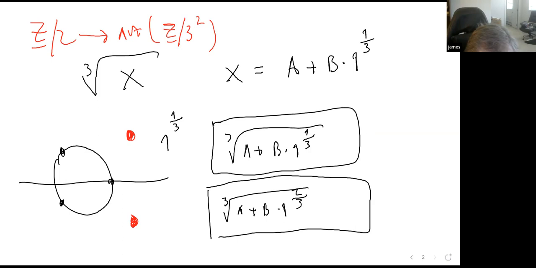Sorry, say that again. So Z mod 2 is acting on? On this Cartesian square of Z mod 3.